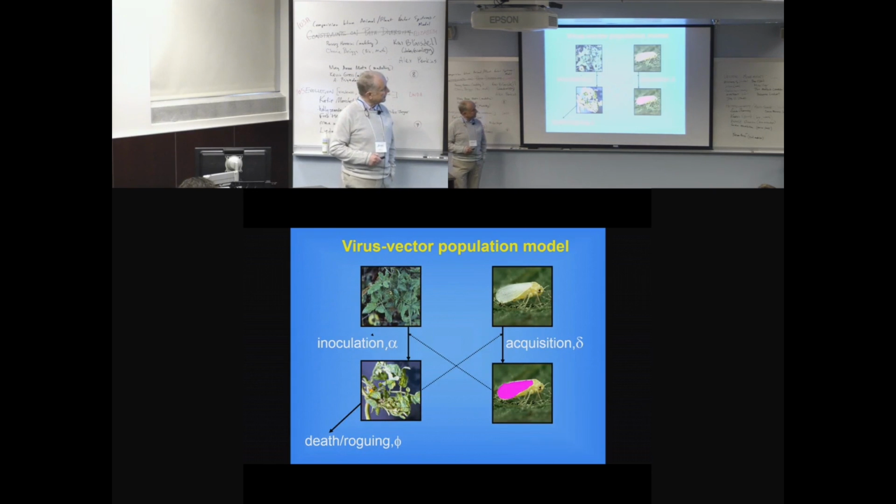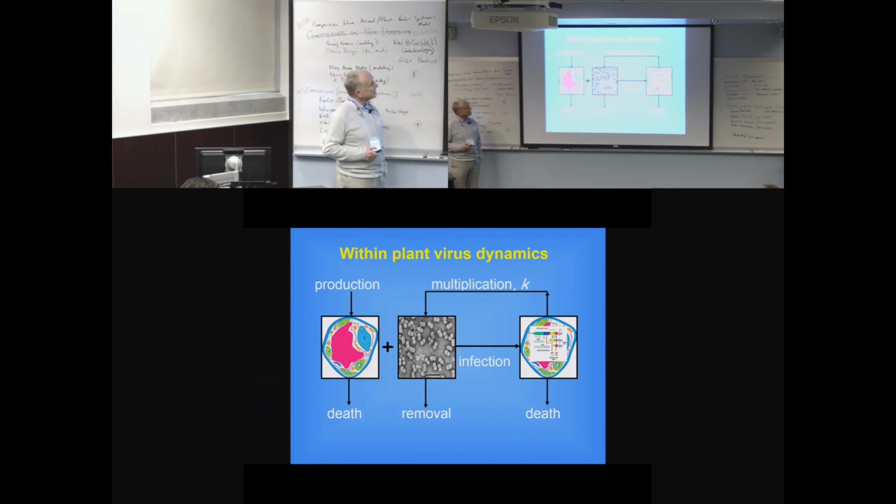So we developed firstly a population model for the virus vector, which is really no different from the previous slide I showed. It's a bit simplified, and perhaps done in nicer colors and patterns. So these are the viruliferous vectors there. As well as that, we also developed a within-plant virus dynamics model, which effectively looked at the number of virus particles produced per infected cell per unit time. So we had a system for doing that.